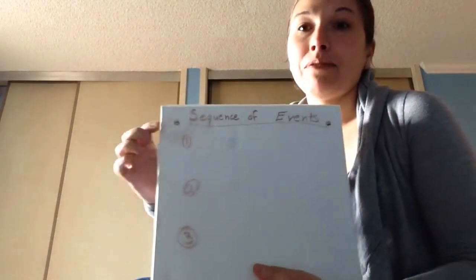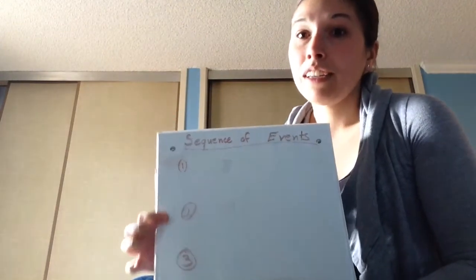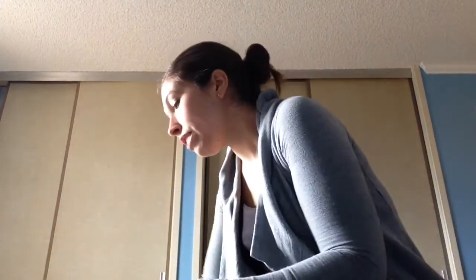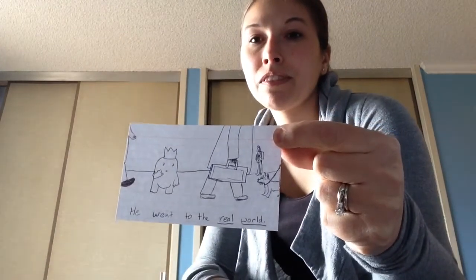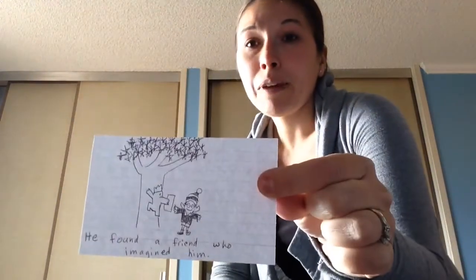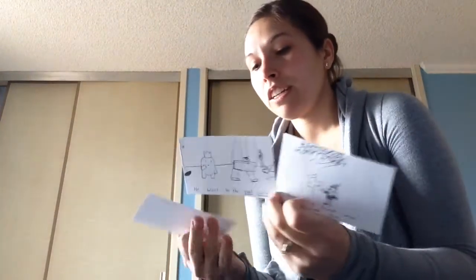Alright, so let's look at the sequence of events to help us understand our story. When we do sequence of events, we look at what happened at the beginning, next, and last. You could do more steps than that, but we'll just keep it simple today. So I have some pictures. I know at one part of the story he went to the real world. I know at another part of the story he was alone and he'd not yet been imagined. Poor guy. And I know at another part of the story he found a friend who imagined him. So now we're going to take a look at all three and see what we think happened first in our story, next in our story, and last in our story.